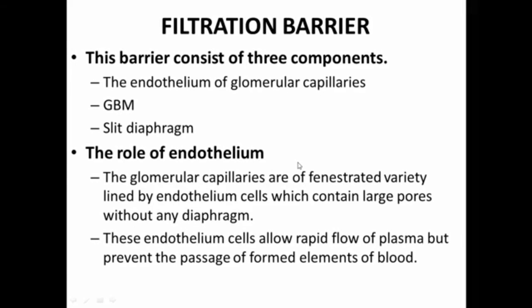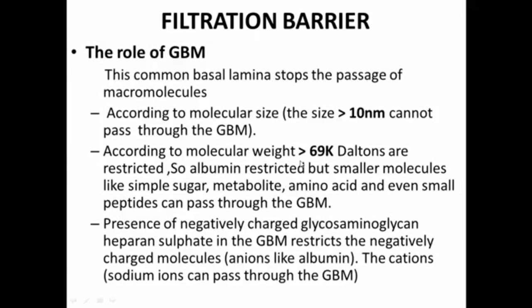What is the role of the endothelium? The glomerular capillaries are of the fenestrated variety, lined by endothelial cells which contain large pores without any diaphragm. These endothelial cells allow rapid flow of plasma but prevent the passage of formed elements of the blood, that is the cellular components: the white blood cells, red blood cells, and the platelets. And what is the role of the GBM? Now, a more descriptive role of the GBM. This common basal lamina stops the passage of macromolecules.